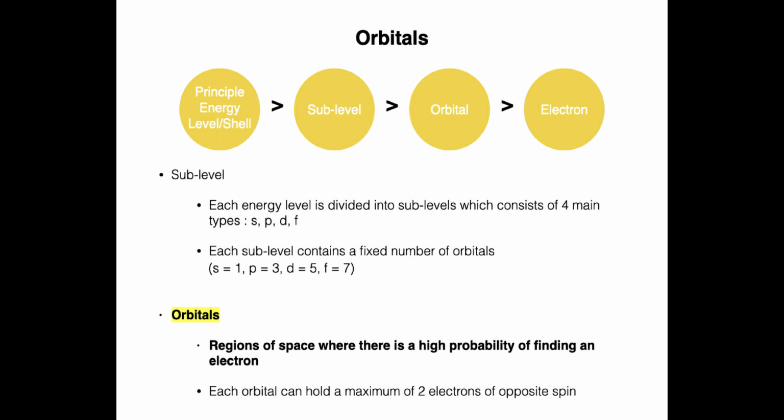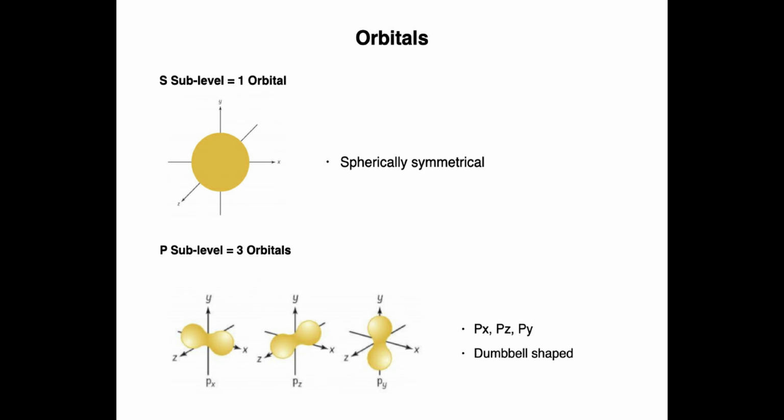As I mentioned in my previous videos, the vocabulary highlighted in yellow is frequently tested by IB. So IB might ask for the definitions of these terms. Keep this in mind. Let's take a look at the shapes of specific orbitals.